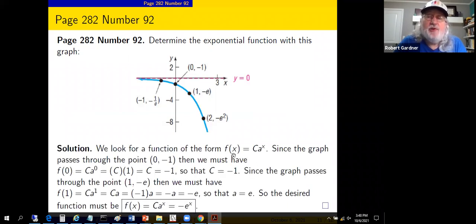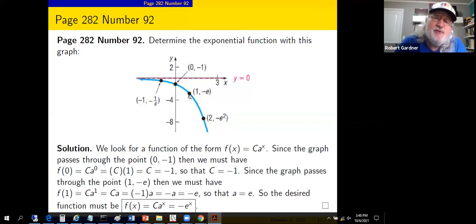That is a function of the form f of x equals c a to the x. So we'll need that coefficient in there. So this is what they mean more specifically in their instructions. I can elaborate on that, I suppose. But we're looking for a function of the form f of x equals c a to the x.